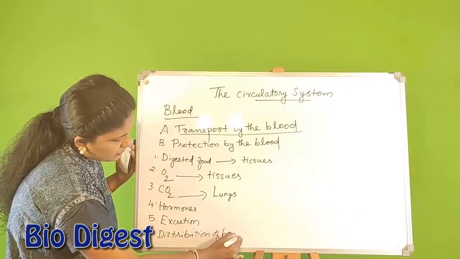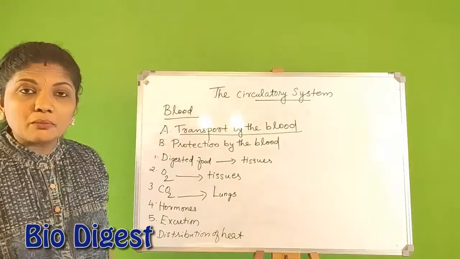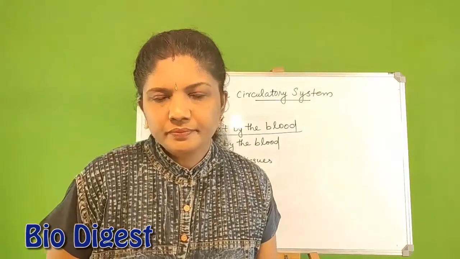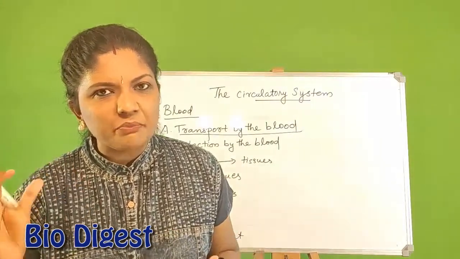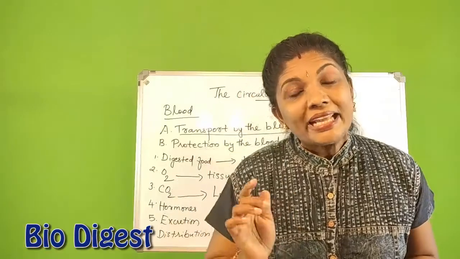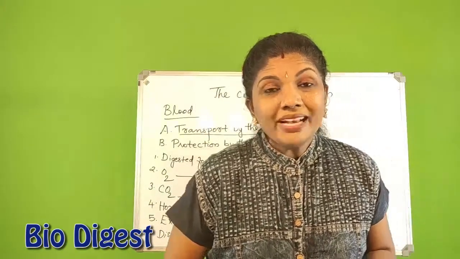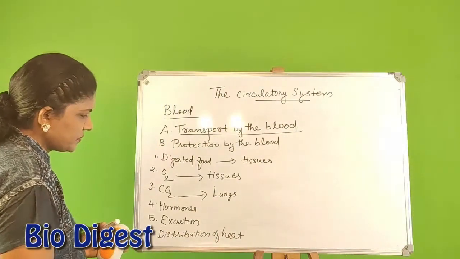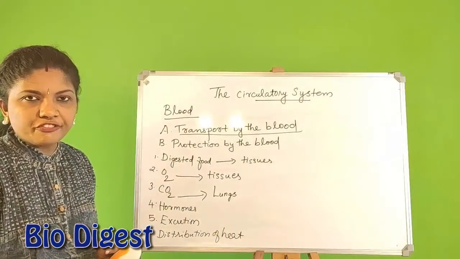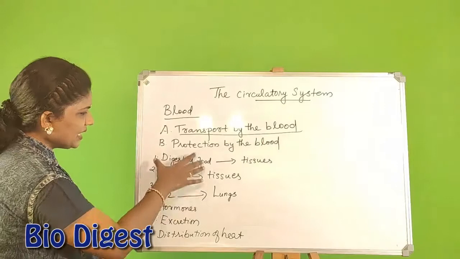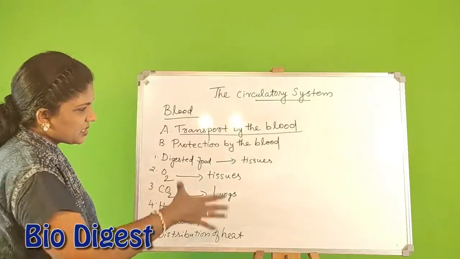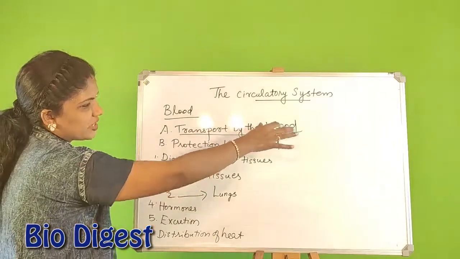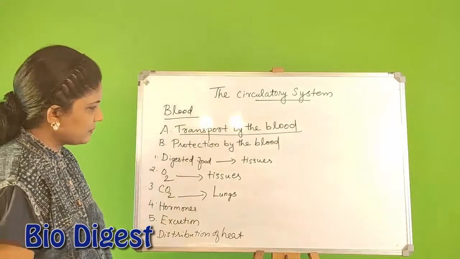You know that you are having a normal body temperature. Why are we humans having a normal body temperature? The blood helps in keeping the temperature of the body uniform by distributing heat. So that is distribution of heat. All these are the functions that are carried out by the blood. This is actually coming under the heading transport by the blood.